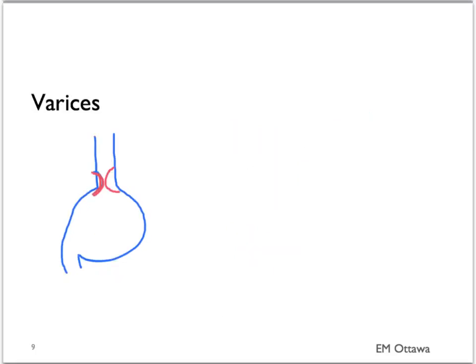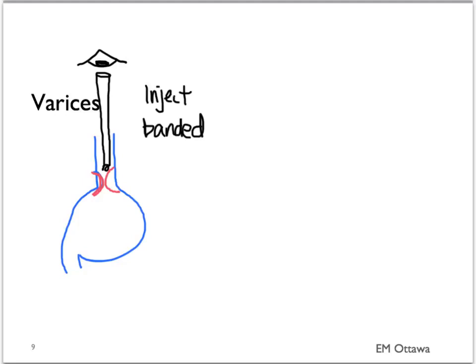For varices, again, endoscopy is the main treatment. During endoscopy, these esophageal varices can be injected or banded to decrease bleeding. There are also a few medications we can give as well. They include octreotide, which decreases the blood flow to the gut and therefore decreases bleeding.